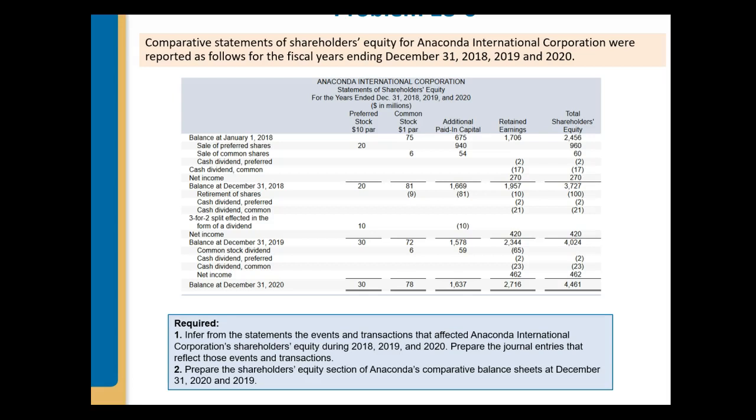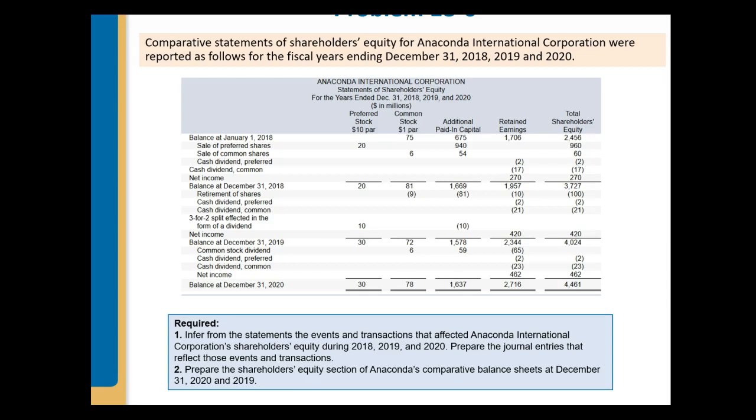So in 8-6, we have comparative statements of stockholders' equity for Anaconda International Corporation were reported as follows for the fiscal years ending December 31st of 2018, 2019, and 2020.